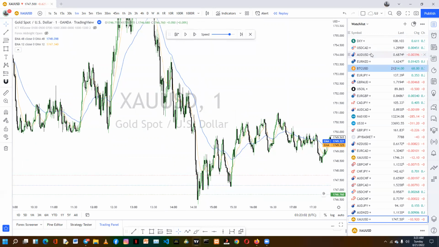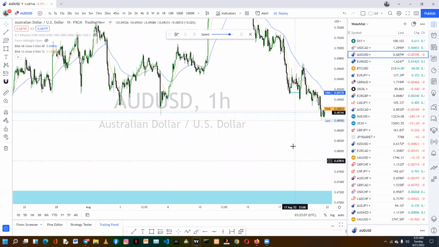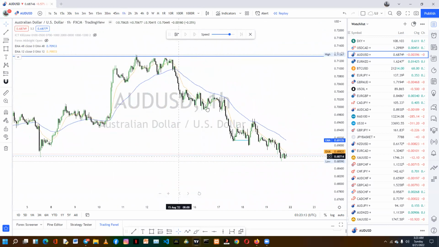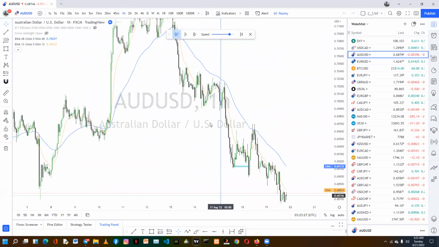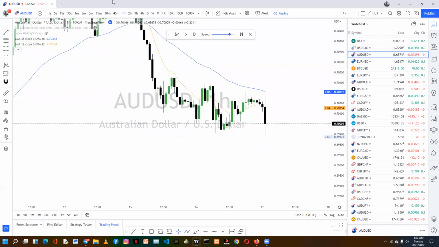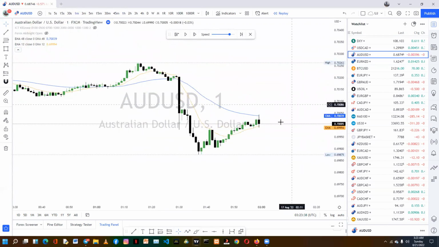Let's look for another example, AUD/USD 1 hour chart. You can see here, from here price got close to the moving average, and we closed here. So I'm going to cut this part. Now we have a close below the moving average. We change to the 1 minute chart. On the 1 minute, you have a touch of the 48 moving average. Let's see what will happen.